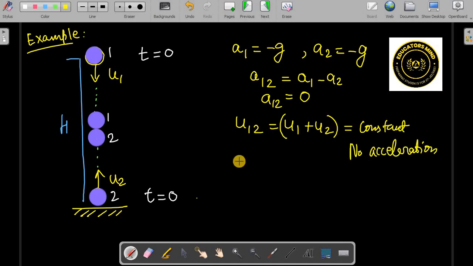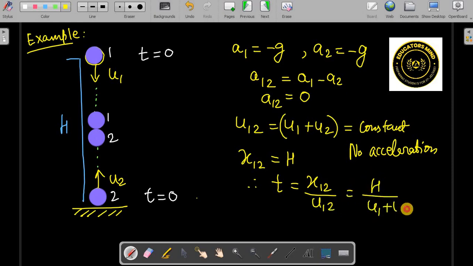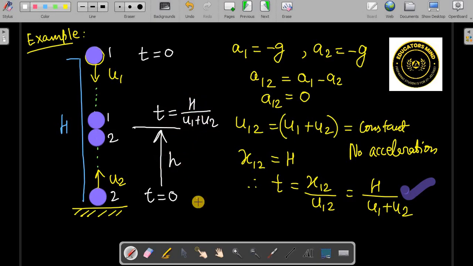The relative separation, or displacement, between them, x12, is going to be h. So the time when they will meet is displacement by velocity, which is h by u1 plus u2. Once you use this formula, you can calculate the time when they are going to meet. Once you know the time, you can calculate the height at which they are meeting.